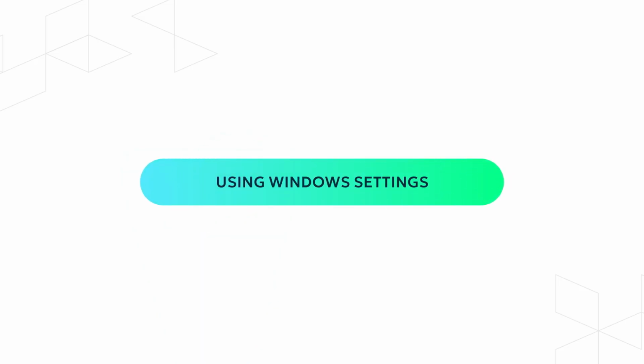Using Windows settings. The quickest way to manage this feature is through the Sign-in Options tab under Settings. You can easily toggle the option to use your sign-in info after a restart. It's a simple on or off switch that works across most Windows editions.